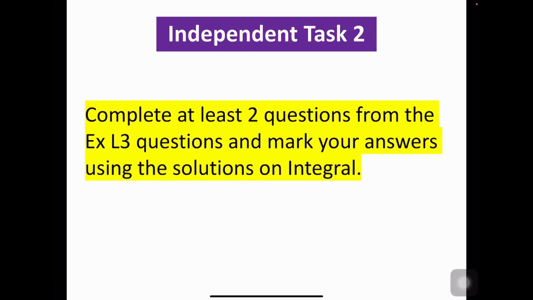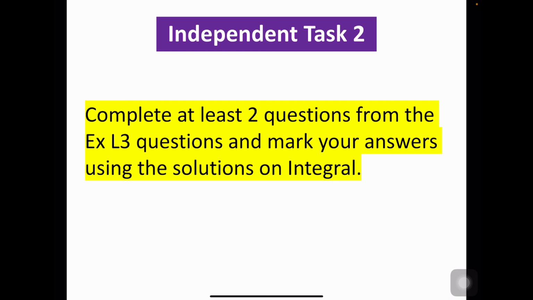Now I will ask you to go back to Integral Maths and complete at least 2 questions from the exercise level 3 questions. After you've done that, then I'd like you to mark your answers. It's really important to get this extra practice, because hopefully if you are able to answer a number of questions from exercise level 2 and exercise level 3, then I am sure you will be okay with the topic assessment.